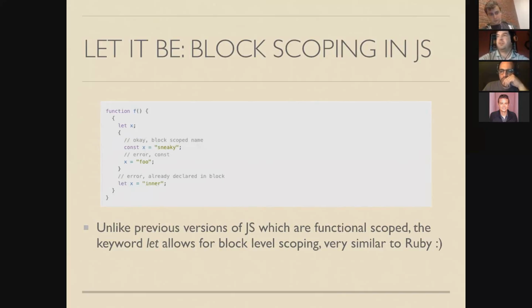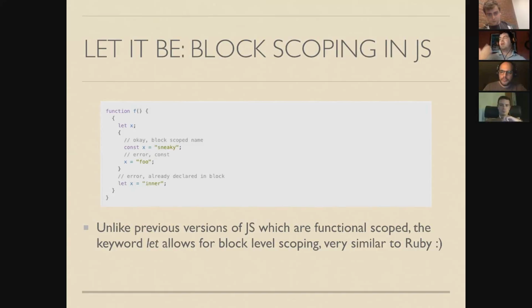And all let does is it scopes variables or functions to the block. So in this example, we have a function called f, and then we scope x, so only block scope name. So why do we get an error here? So we see, no, sorry.